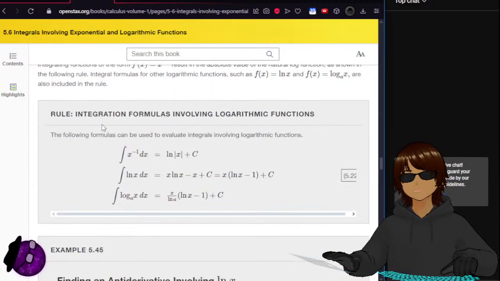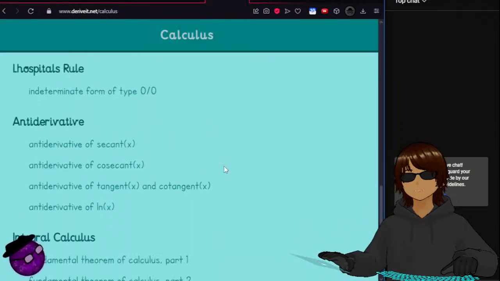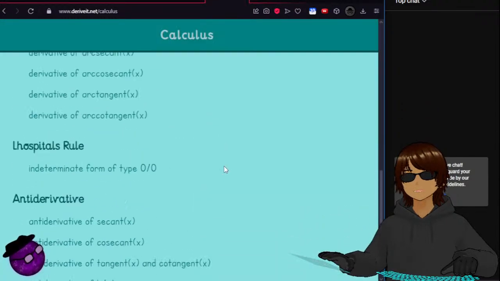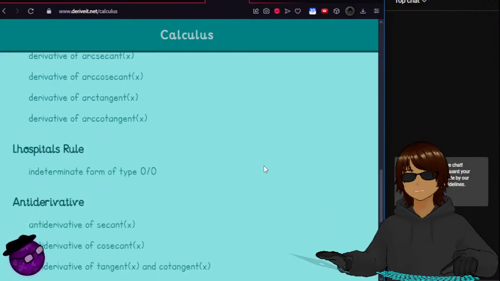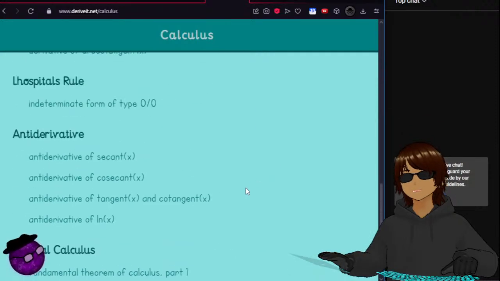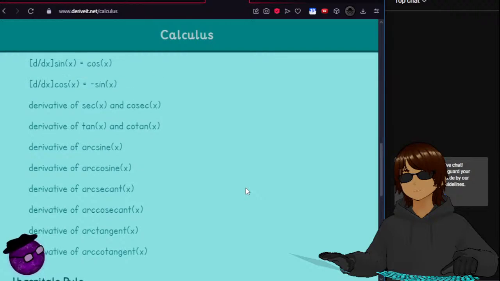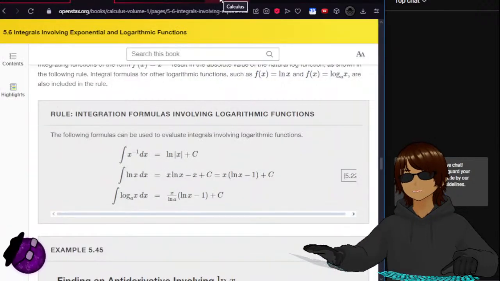So integrals involving logarithms. Do I have the integral of ln of x? Okay, I need to start putting integral of all this.